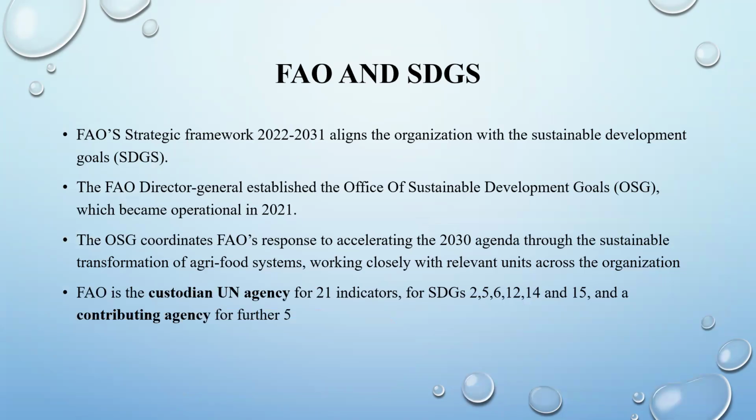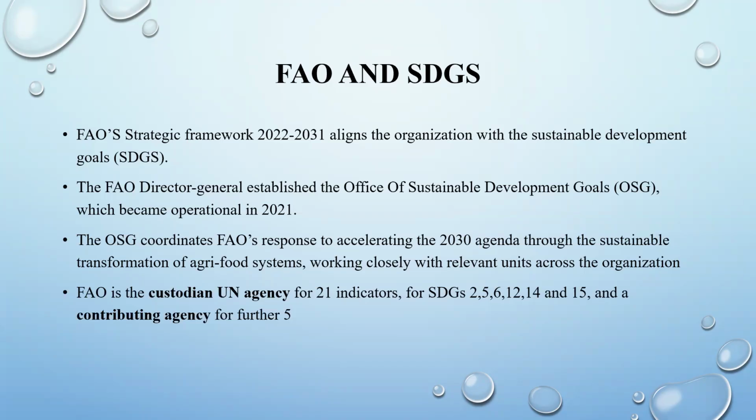The next learning outline is FAO and SDGs, which are Sustainable Developmental Goals. The FAO Strategic Framework 2022 to 2031 aligns the organization with the Sustainable Developmental Goals. The FAO Director General established the Office of Sustainable Developmental Goals, OSG, which became operational in 2021. The OSG coordinates FAO's response to accelerating the 2030 agenda through the sustainable transformation of agri-food systems, and works closely with the relevant units across the organization.